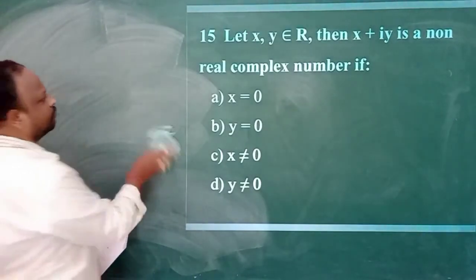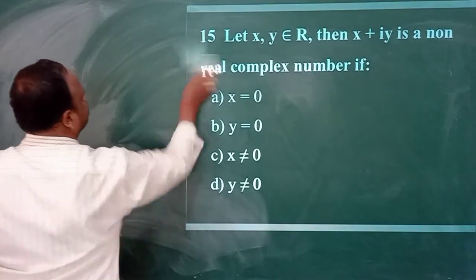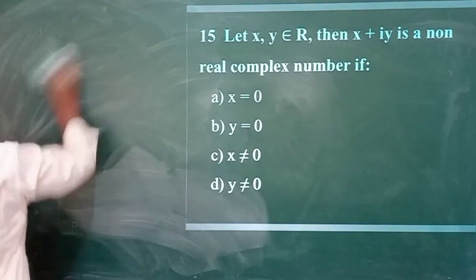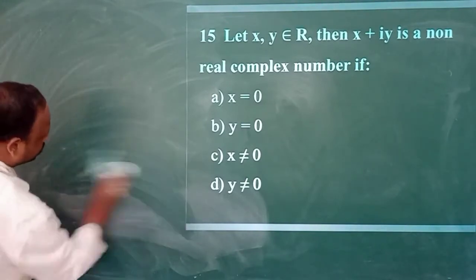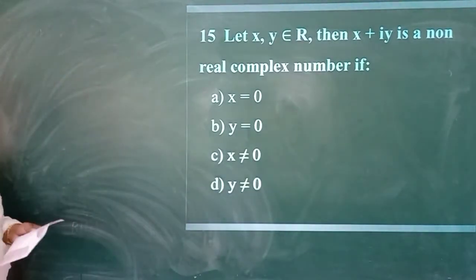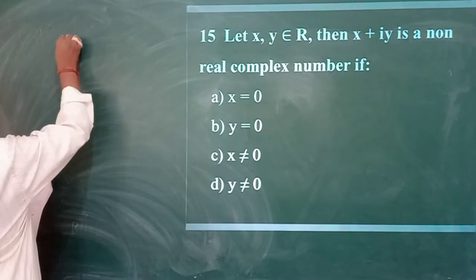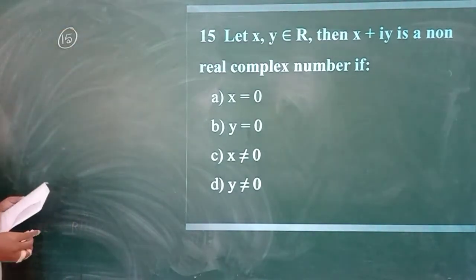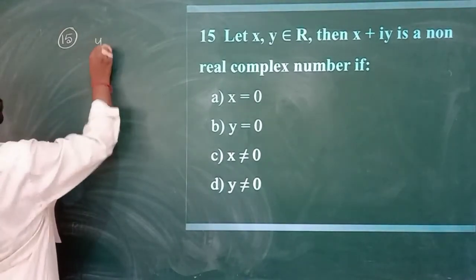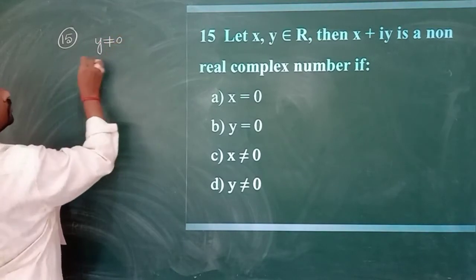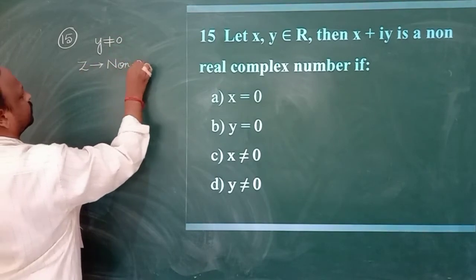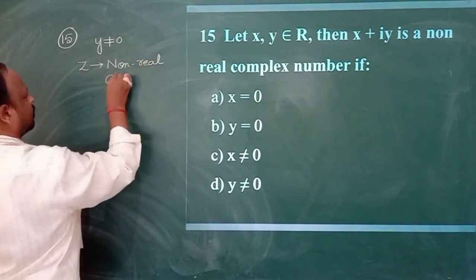Question number 15. Observe question number 15. x plus iy is a non-real complex number. So this is standard one. y not equal to 0, that is z to be non-real complex number.